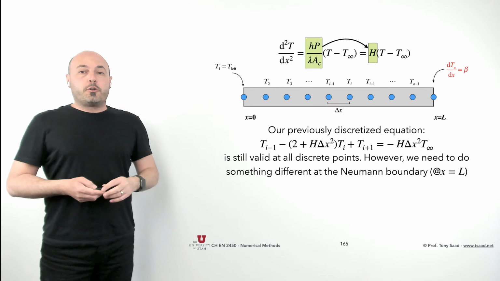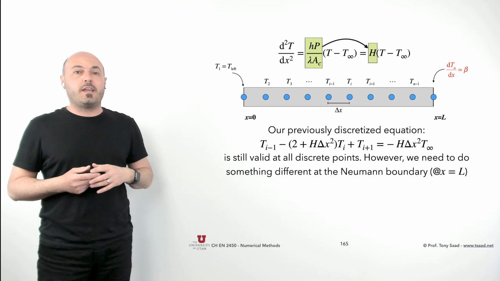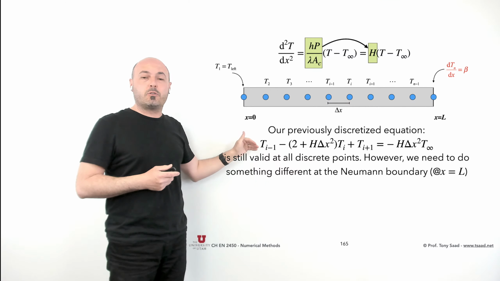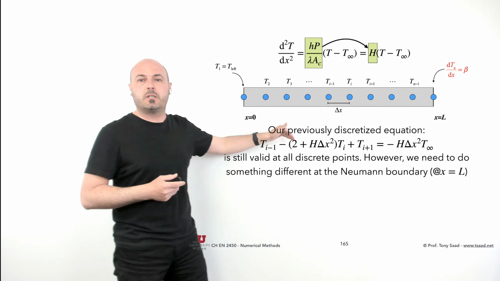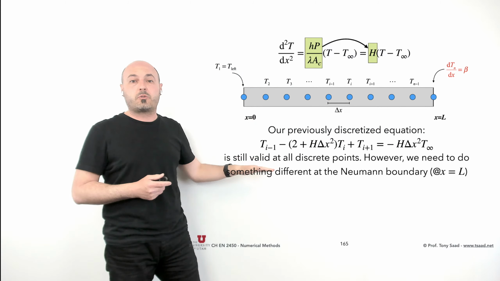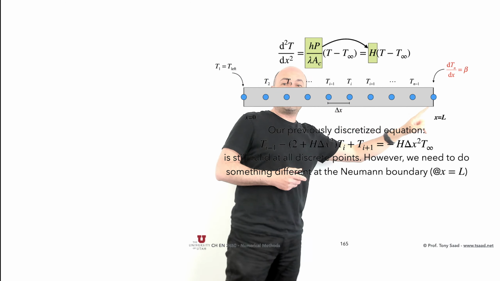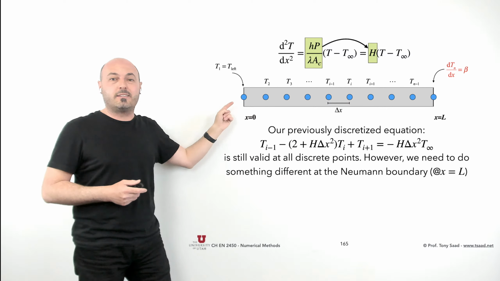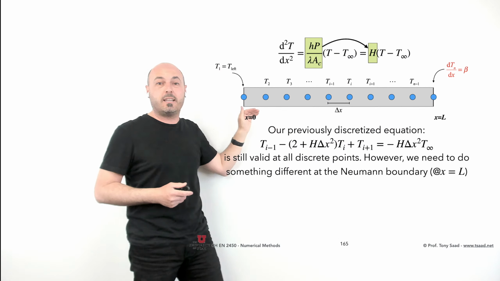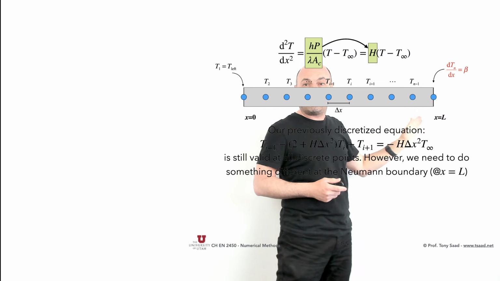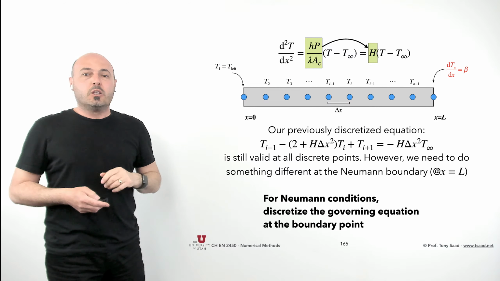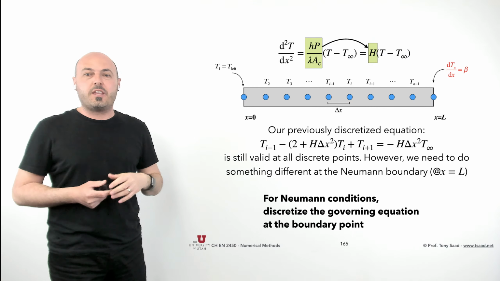For Neumann boundary conditions, we have a bit of a situation. Although our equation is still valid at any point i, T_{i-1} minus (2 + h delta x squared) T_i plus T_{i+1} equals minus h, that's the same equation we're dealing with, and it's still valid at discrete points. However, we need to do something different at the boundary. Previously, at the boundary, we had T_1 equal T_left and T_n equal T_right, which fixed the equation there. Now we only have T_1 equal T_left, but at the right boundary we have dT/dx at n equal to beta. That brought us back to a derivative rather than just an equation. So for Neumann conditions, we need to discretize the governing equation at the boundary.